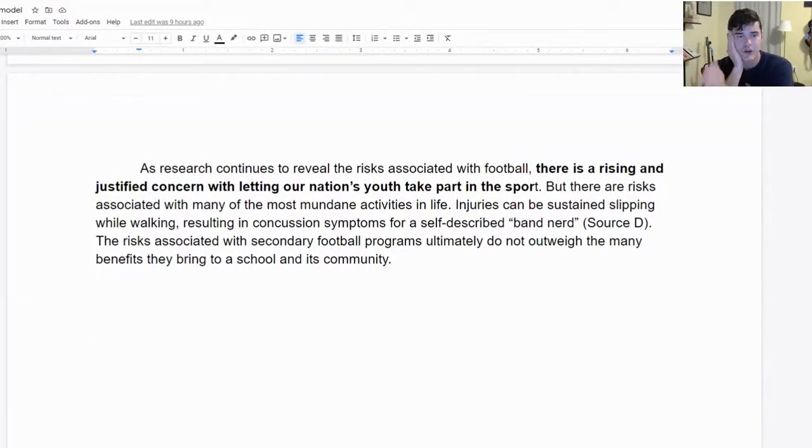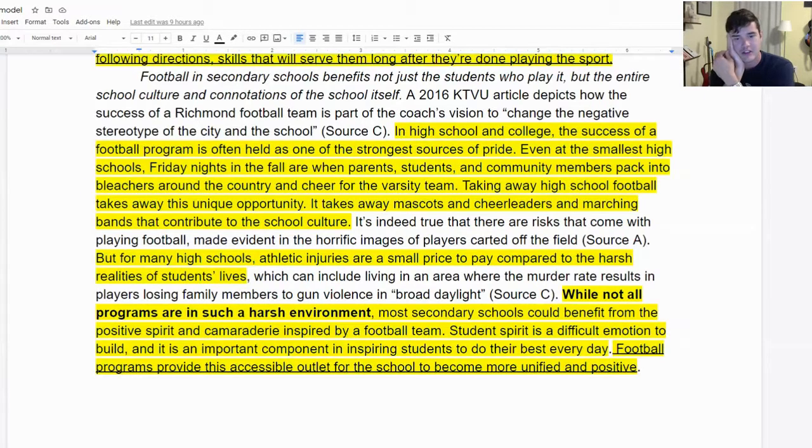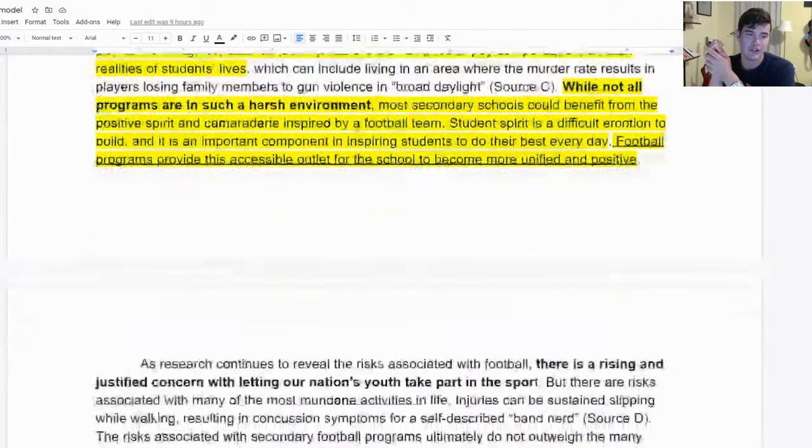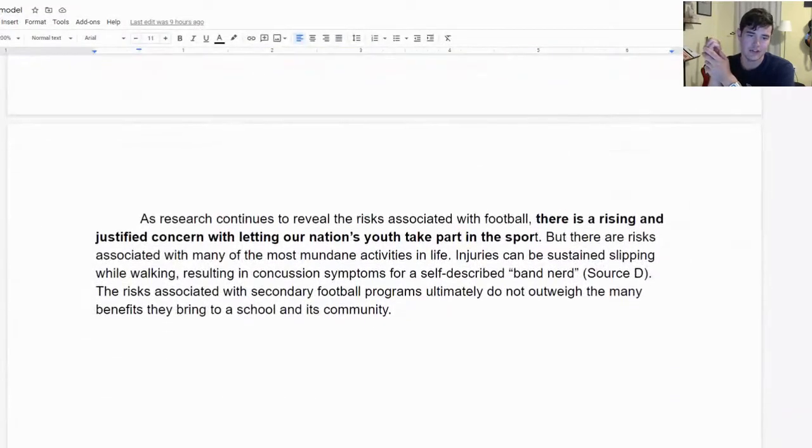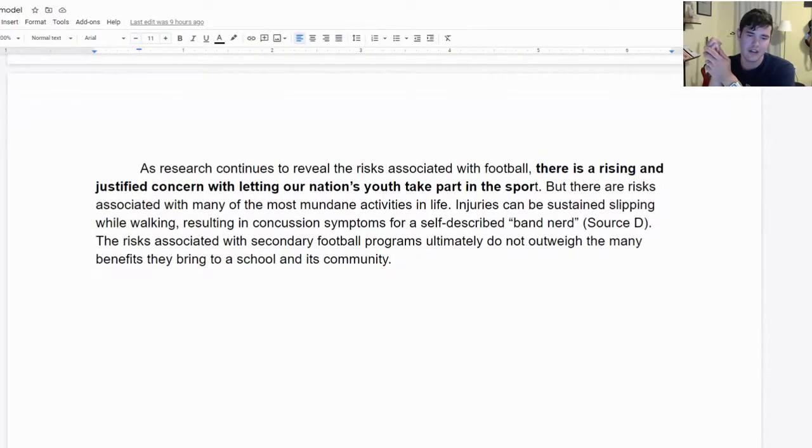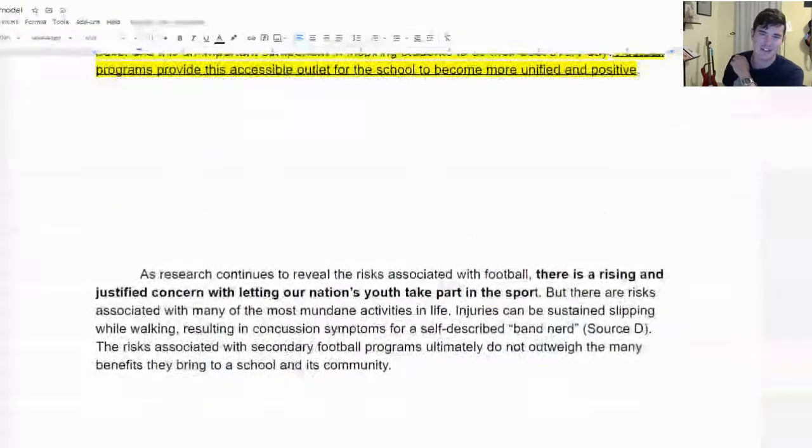So anyway, while not all programs are in such a harsh environment, most secondary schools could benefit from the positive spirit and camaraderie inspired by a football team. Student spirit is a difficult emotion to build, and it is an important component in inspiring students to do their best every day. And here's where I synthesize those ideas. Football programs provide this accessible outlet for the school to become more unified and positive. So just one sentence, just tying together those ideas.